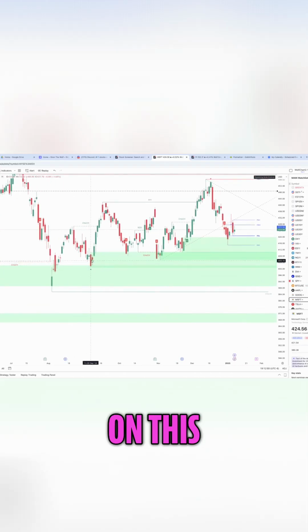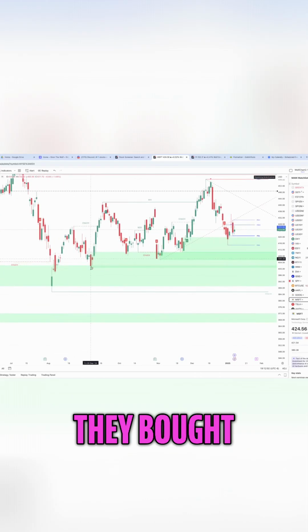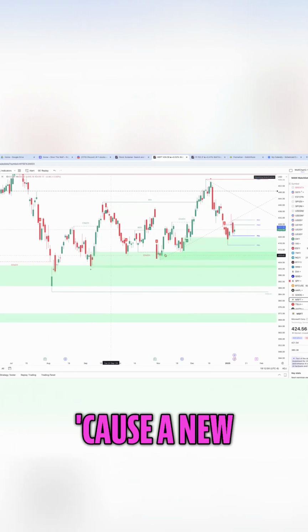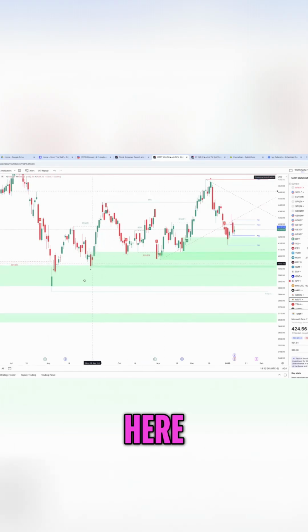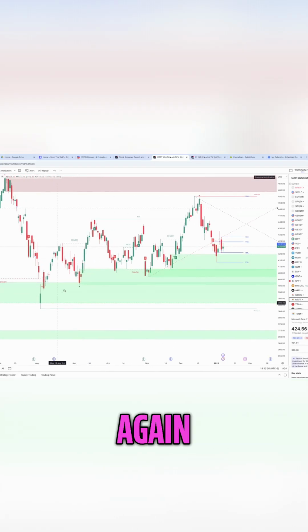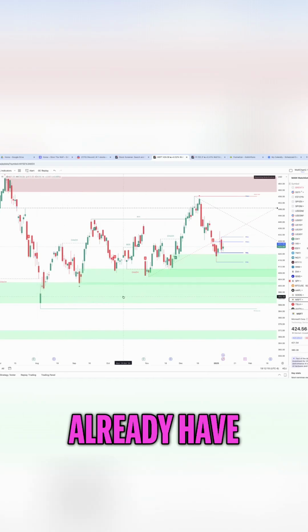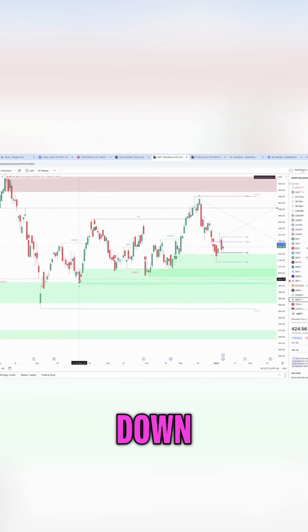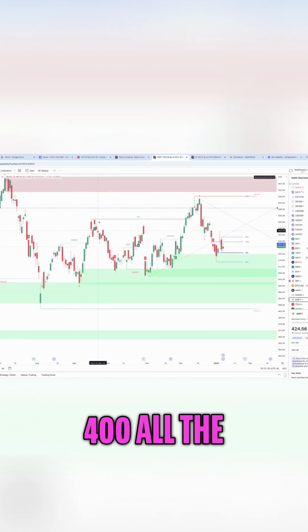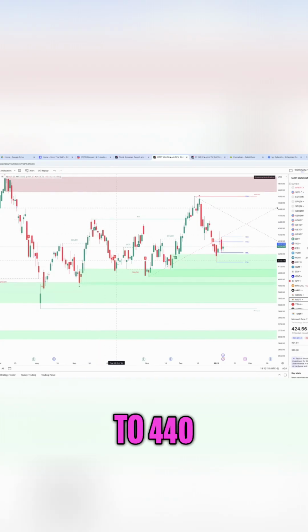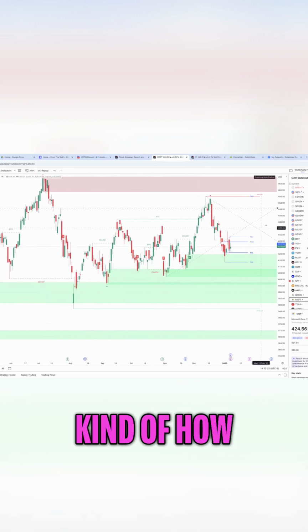Because now if you see how over here, this zone stops here. And then right here on this candle, it's showing you that they bought the dip on Microsoft because a new zone came in right here. So they bought Microsoft again to protect this position that they already have. So they came down, they bought Microsoft again, and it shot up from 400 all the way to 440. It bounced out that money, and you can see kind of how they play the game.